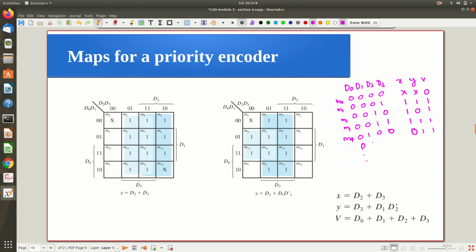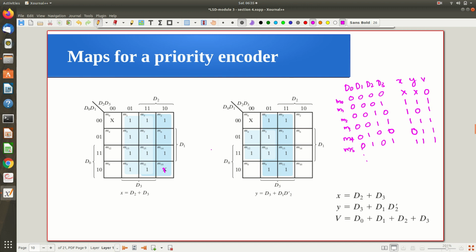So 5 is like 0, 1, 0, 1, M5. So here D1 is 1, so I need the output as 0, 1. Here I need the output as 1 1. So I wrote this entry first, and that is why it created that issue. Okay, fine, M4 is 0 only, fine. But this again you cross check, because 0 0 0 is the only case where this x is found to be 1, right? So I think this is 1. Okay, that you verify.